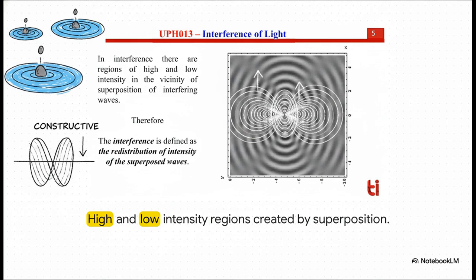Notice the black and white wave pattern here? Light behaves the exact same way. The bright bands are where light waves build each other up, and the dark bands are where they cancel each other out into total darkness.